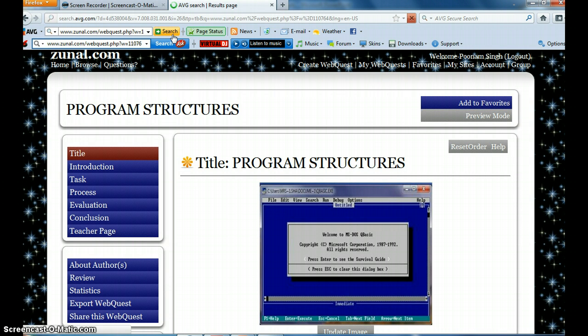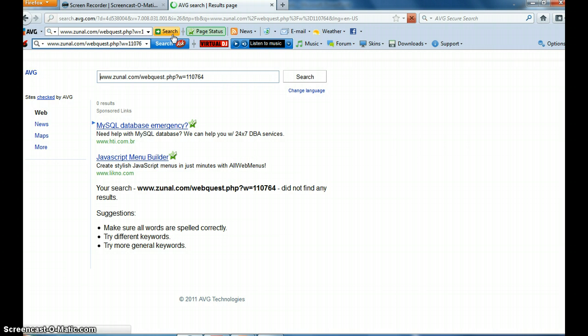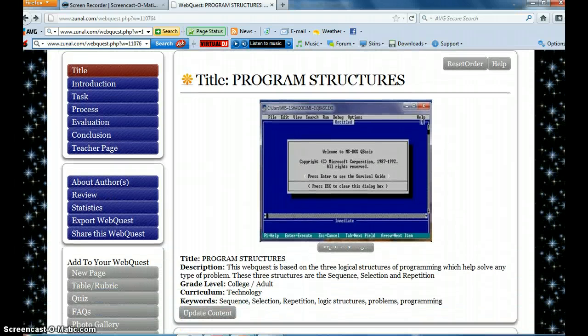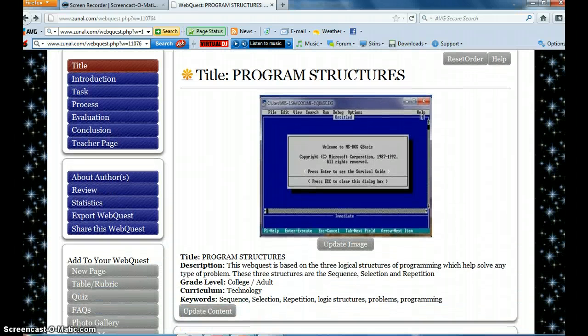that is on program structures. We have used Zoonal to create my web quest, because Zoonal had a predetermined, pre-designed structure of web quest, and it is easier to create a web quest because all the structures are given.